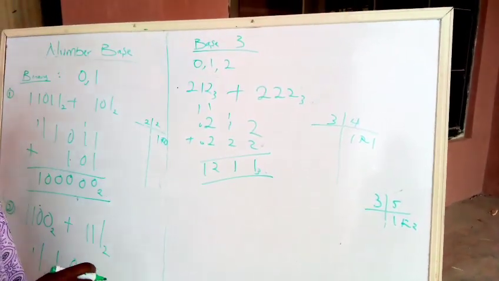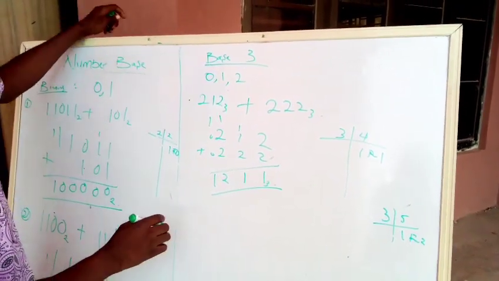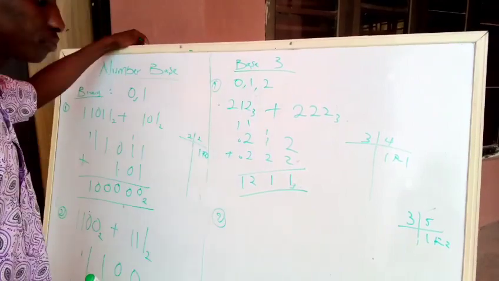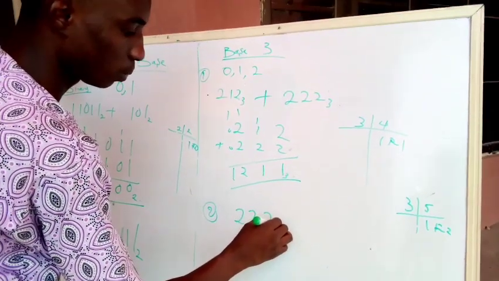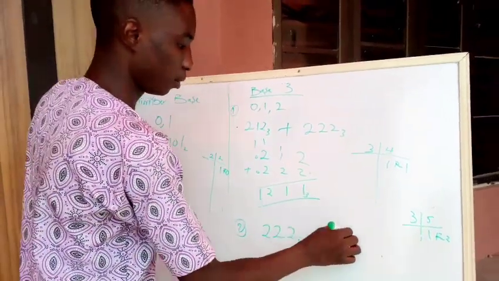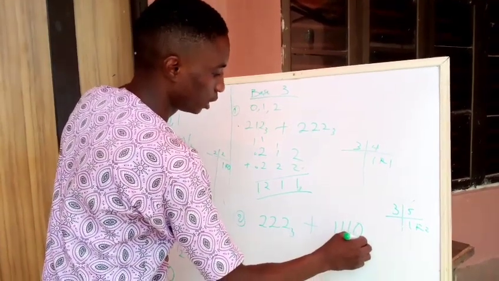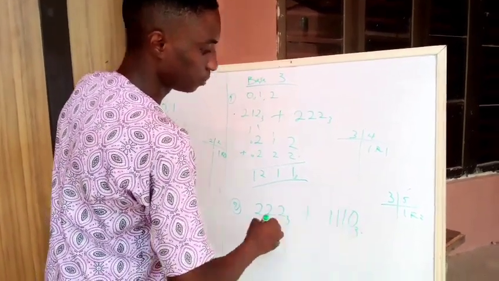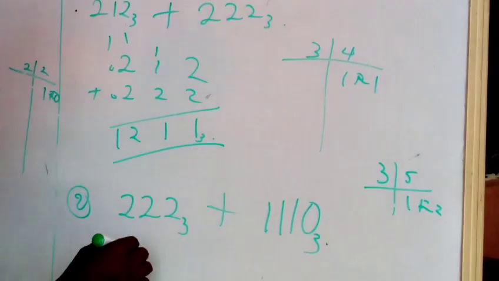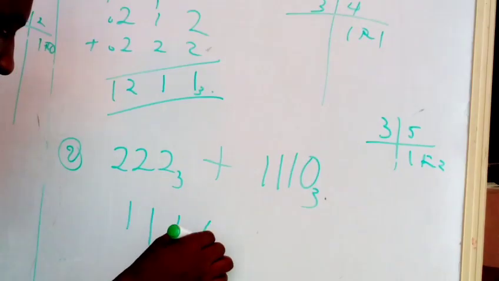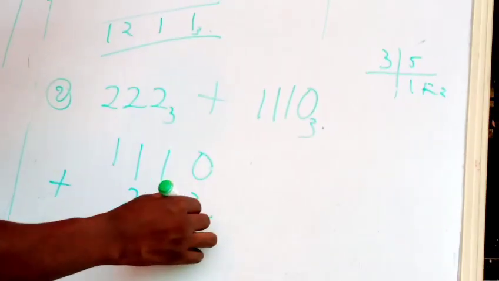Hope we are together and we are getting the concept. Let's take another example of addition of base 3 numbers. That's example 2. Suppose I have 222 in base 3 plus 110 in base 3. So now I want to add these numbers in base 3. Of course, I can write it as 222 plus 110.